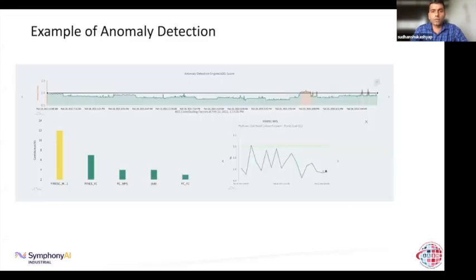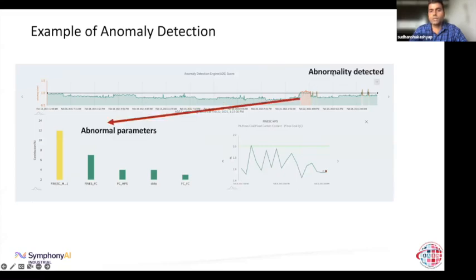So here is an example of anomaly detection. You see the anomaly score going below threshold, and at this particular point, you see there is an abnormality detected.